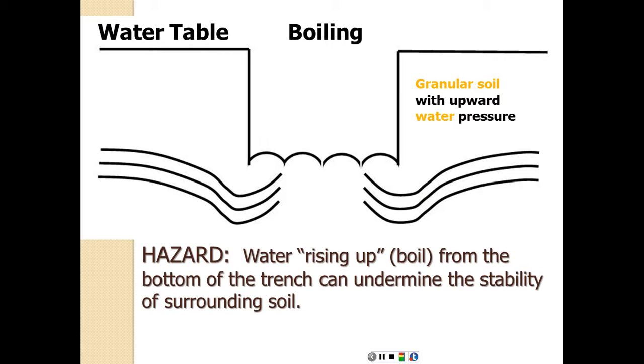Another hazard is what's called boiling. Water rising up or boiling from the bottom of the trench can undermine the stability of the surrounding soil. Again, if you have granular soil, like sandy soil, for example, with upward water pressure, that can definitely cause that boiling and can cause the collapse of that soil. That's another big hazard. That's why water in ditches or in excavation is a very risky issue. We're going to talk about that a little bit later.